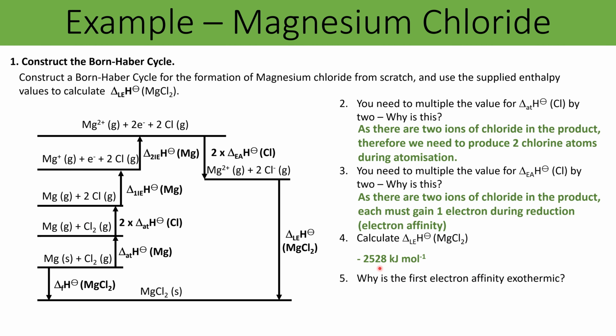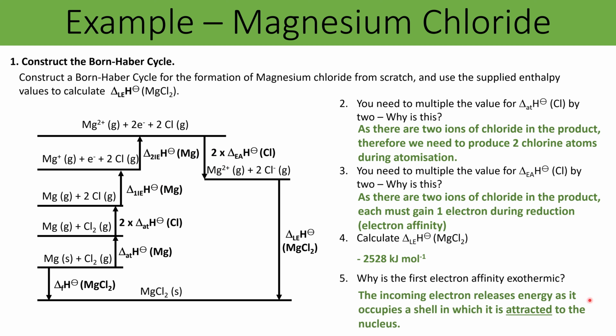Okay, so we've calculated the value there. Now we're just being asked this follow-up question. Why is the first electron affinity exothermic? So that's saying, why is this first electron affinity here, so that's electron affinity, remember the reduction, exothermic? Well, the incoming electron releases energy as it occupies a shell in which it's attracted to the nucleus.